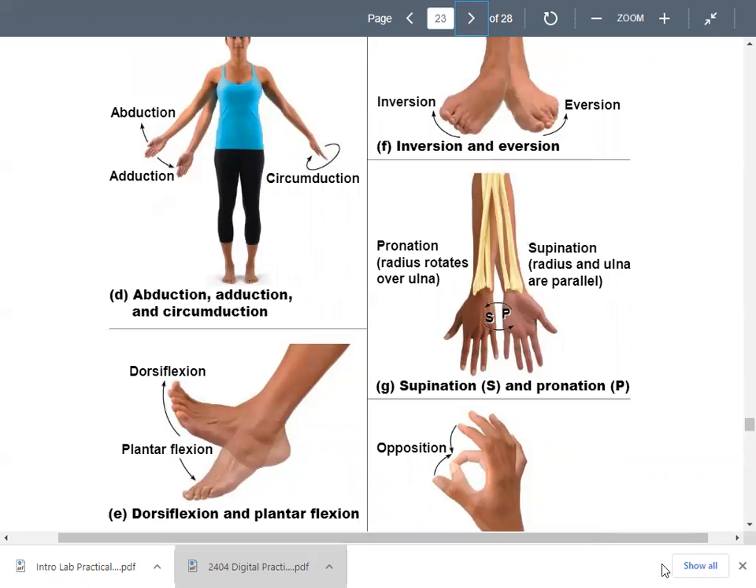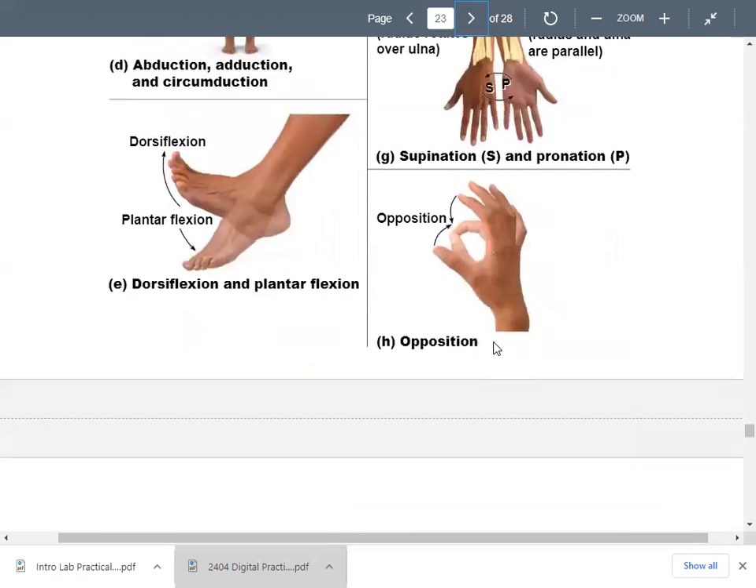All right, with your ankle, toes up is dorsiflexion, toes down is plantar flexion. So if you get on your tippy toes, you're plantar flexing. Moving your thumb against your fingers, you're opposing. Your thumb is opposing your fingers, so it's opposition.